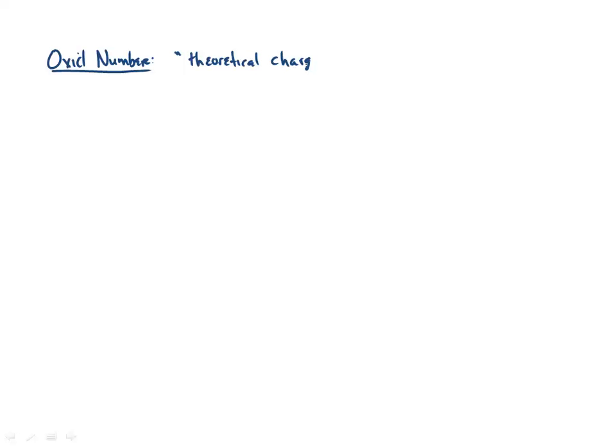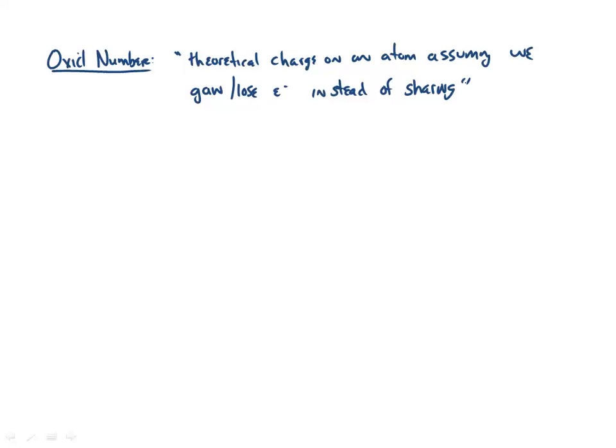charge on an atom, assuming we gain or lose electrons instead of sharing. And so what it's saying is, instead of treating things like they're molecular compounds, instead treat them like they're ionic. So we kind of treat everything like it's ionic.